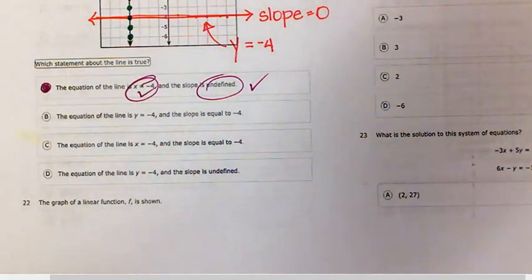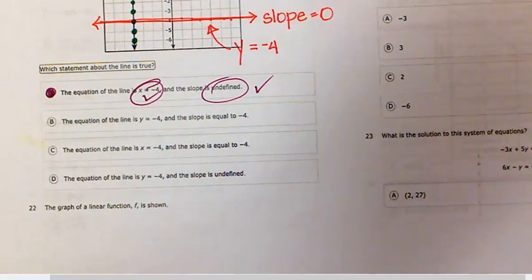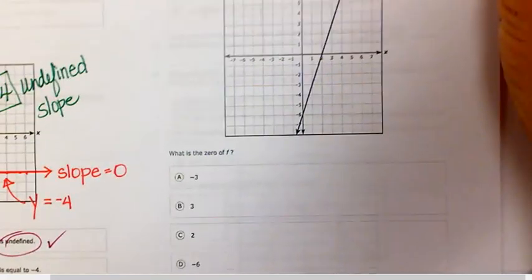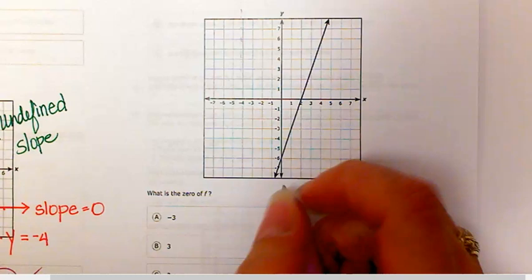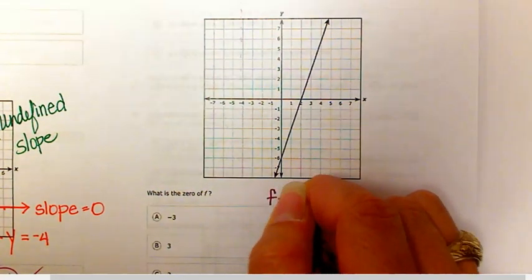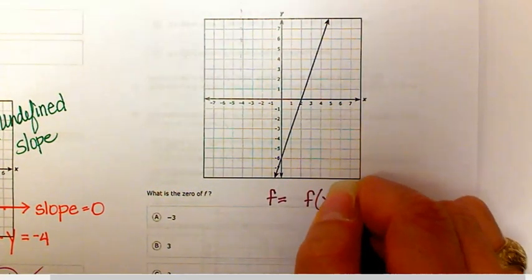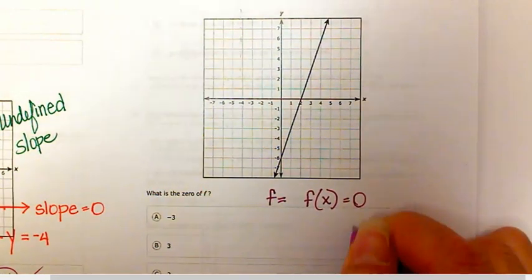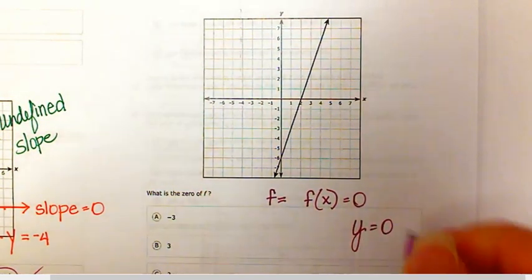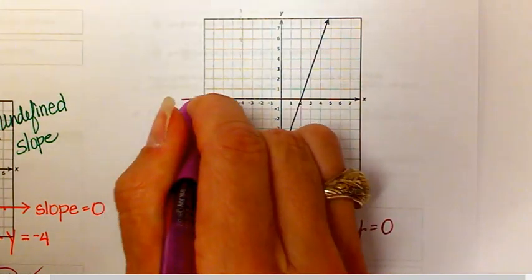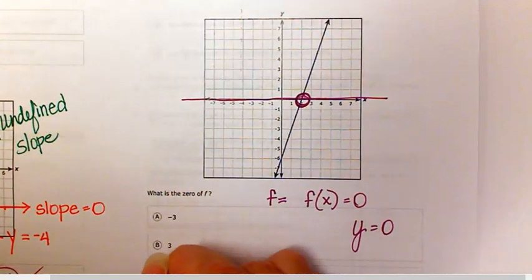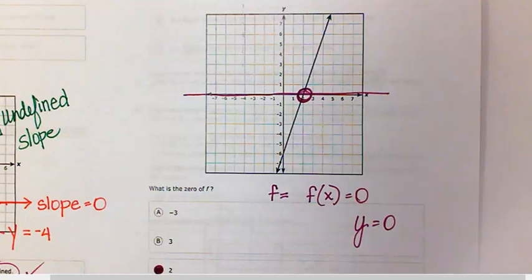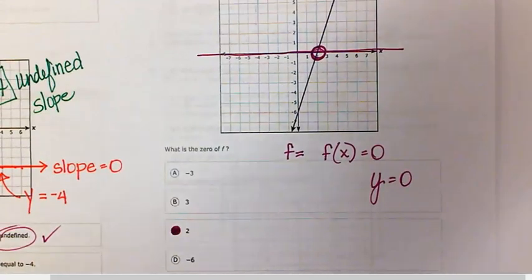All right, number 22, the graph of a linear function f is shown. Well, where is it shown? It's shown over here. And it says, what is the 0 of f? In other words, when is the function's value 0? When is y equal to 0? Okay, y is equal to 0 whenever it's crossing the x-axis. So that is at 2. Okay, similar to what we did with quadratic functions. Okay, zeros are where you're crossing the x-axis.